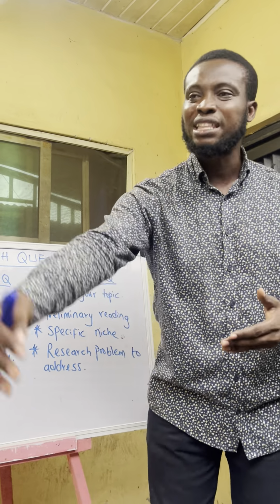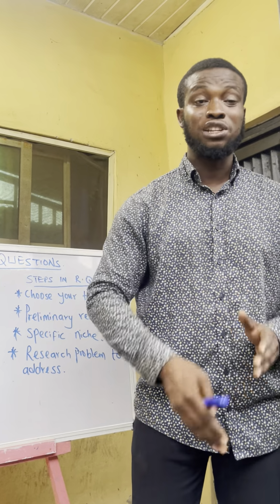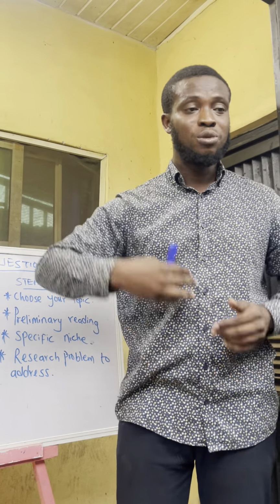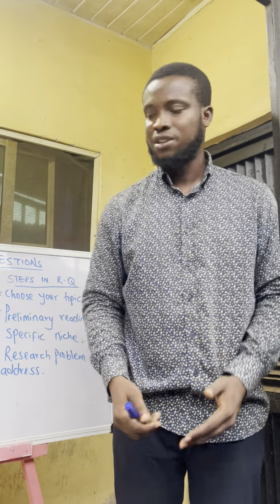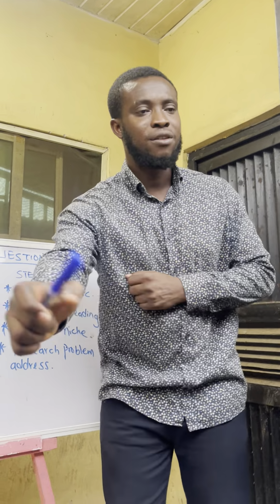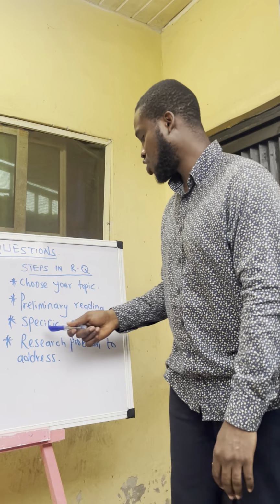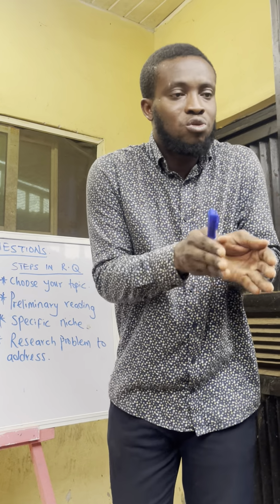You must have read at least 7 different works relating to what you are doing. You can read more, 10, 20, to help you in knowing more about that problem you're solving, and then knowing more how to write questions that will guide your work properly. Then a specific niche. A niche is just like a specific area you're concentrating.